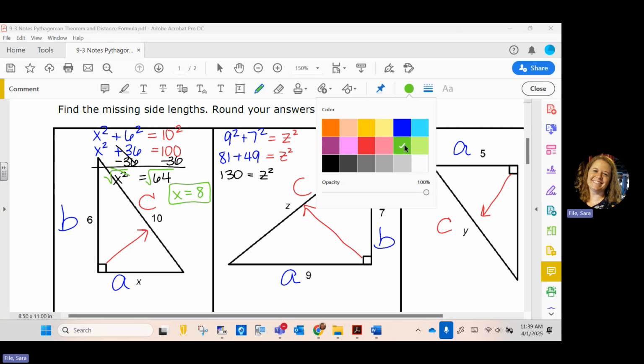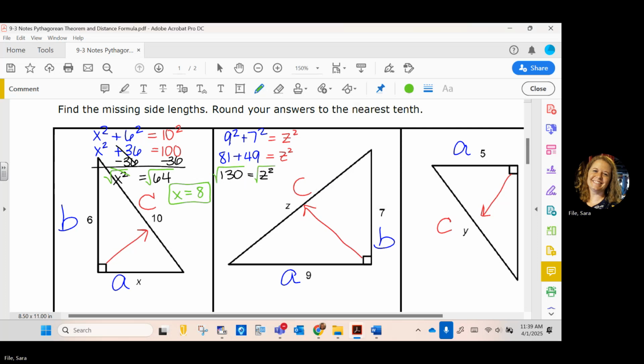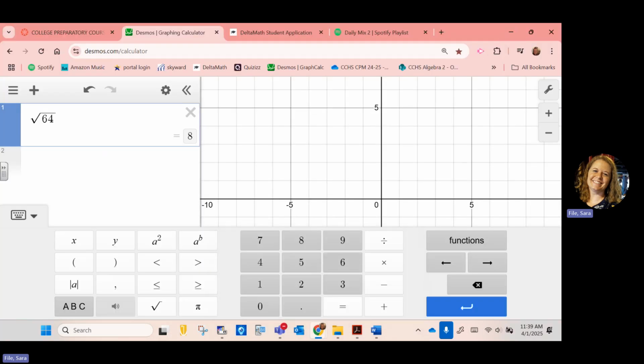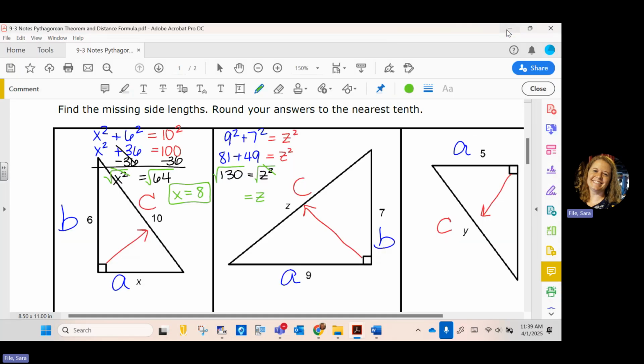And then the last step is to take the square root. This one is not a perfect square. So if I type in the square root of 130, I get 11.40175, and so on. But I'm going to the tenth. Remember, the tenth place is this one right here, and you always look one over to see if you should round up or not. The 0 does not round the 4 up. So this is going to stay 11.4.